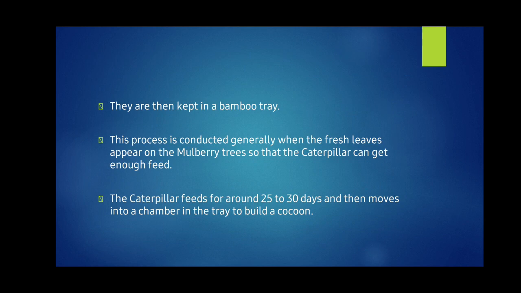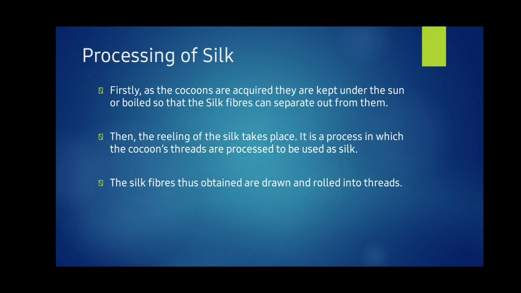So you should plant mulberry trees initially, because the mulberry tree is good food for the silkworms. So you have to feed enough mulberry leaves. After that, you have to change it into a bamboo tray to feed it. After that, you have to place it into a good chamber of the tray to build the cocoon, because from the cocoon only we obtain the silk.